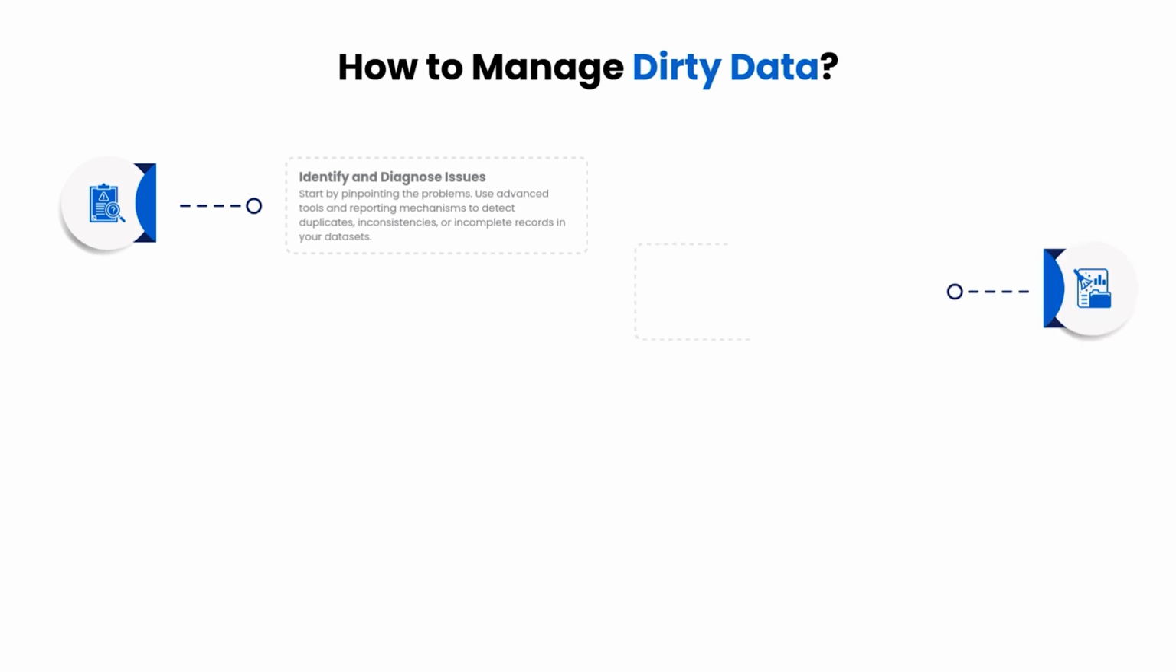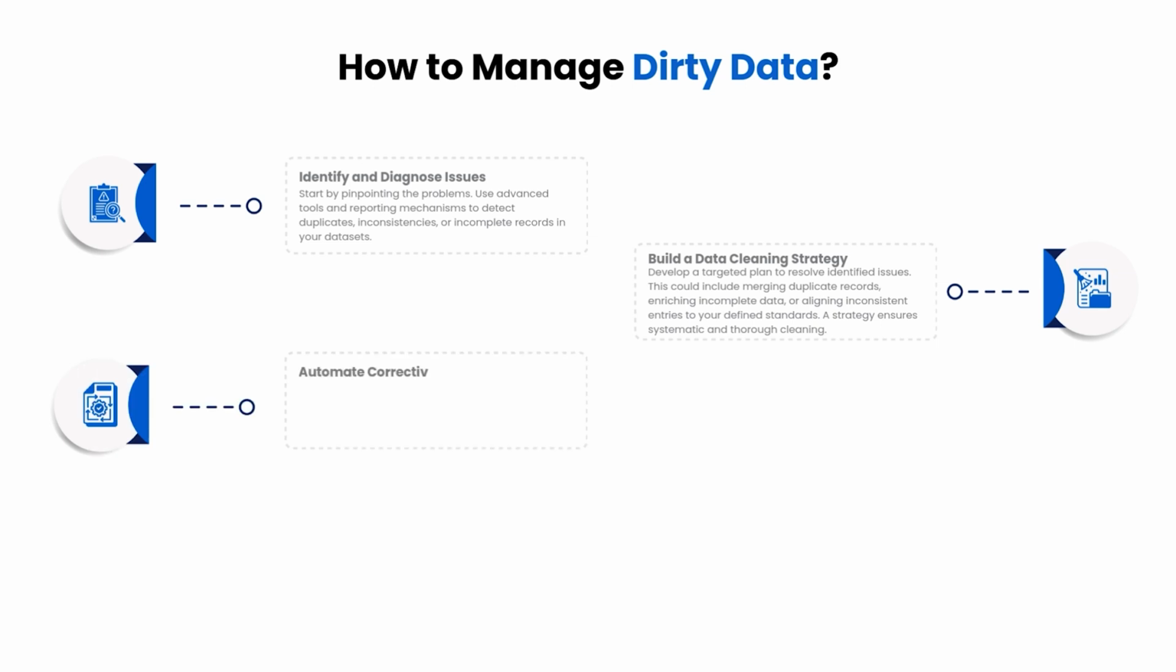Next, build a data cleaning strategy. Develop a targeted plan to resolve these identified issues. This could include merging duplicate records, enriching incomplete data, or aligning inconsistent entries to your defined standards. A strategy ensures your data cleaning project would be systematic and on point.